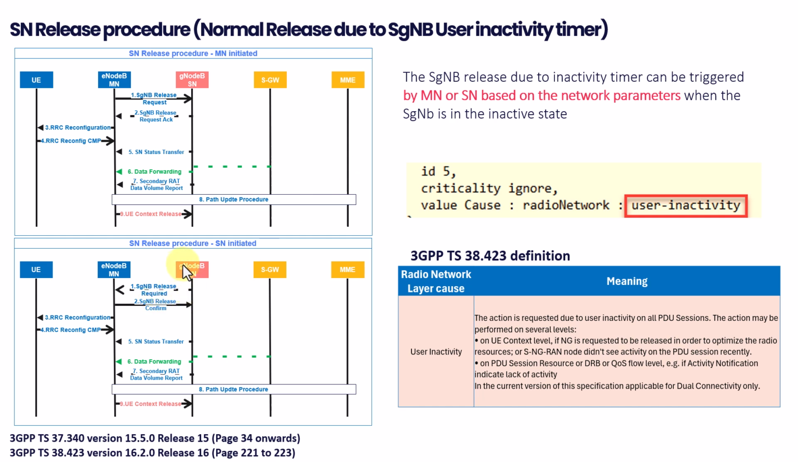So in this case, unit B will be triggering the release as shown here. So this is based on activity. So again, secondary release due to inactive timer in general can be triggered by MN or SN. And this is based on network parameters actually. Again, this is 3GPP definition.